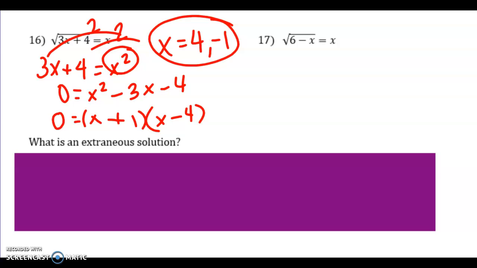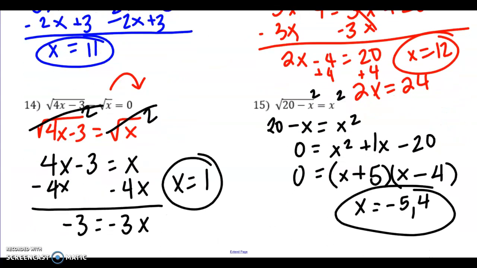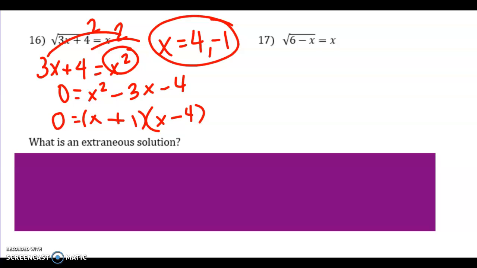Now, with these, and I didn't talk about this on the last one, but what we need to do is we actually need to plug them back in. Okay, so if I go back and I plug in negative 5 and a positive 4 to number 15. If I plug in 4, since it's positive, I'm going to start with that. So 20 minus 4 is 16. The square root of 16 is 4. That one actually works. When I plug in a negative 5, I get 20 minus a negative 5, which is a positive 25, and the square root of that could be a positive or a negative 5. Now remember, we said that it could be positive or negative if it's underneath there. Okay, so technically that one does work.